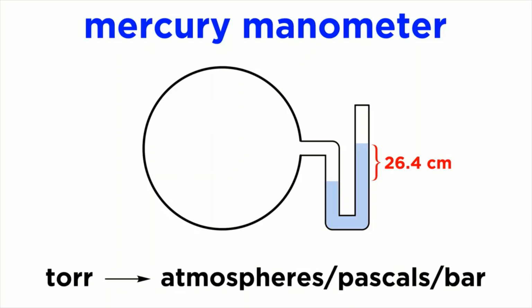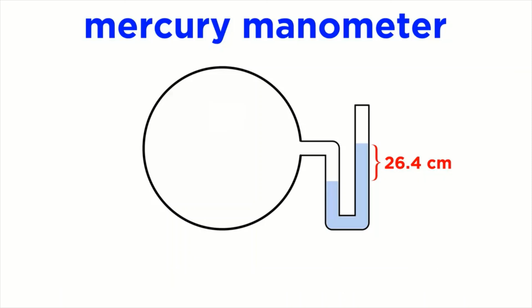From torr, we could convert into atmospheres, pascals, or bar. So just by measuring the difference in height of the arms of liquid mercury, we can state in a quantitative way precisely the amount of pressure that a sample of gas exerts in relevant units.